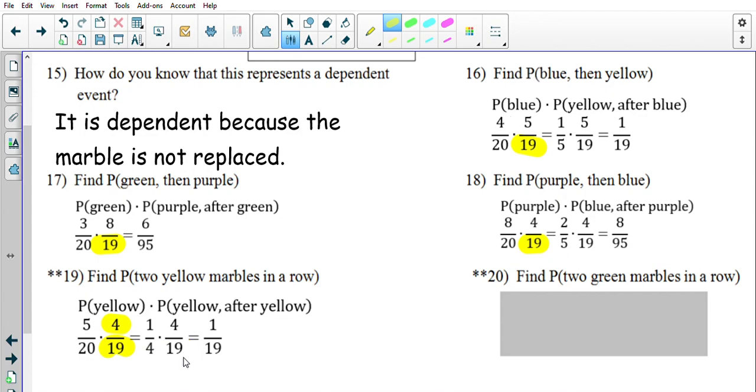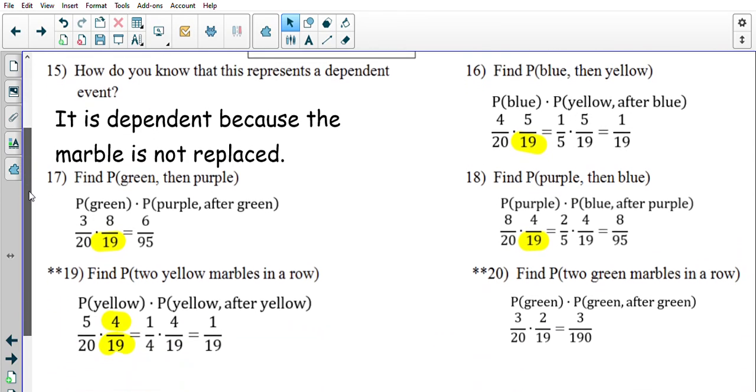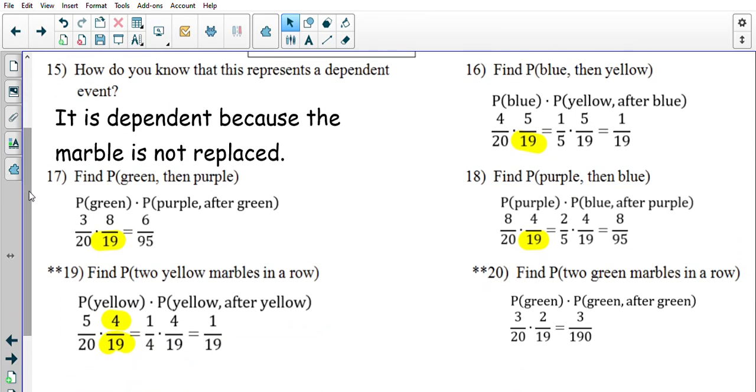That won't always happen. What about the probability of selecting 2 green marbles in a row? Well, the first green is 3/20ths, but then we only have 2 green marbles left out of the marbles that are in the container. We only have 19 marbles. So again, we decrease both the numerator and denominator. I took a green out, I didn't replace it. There's only 2 and only 19 left. When we multiply straight across here, we're going to get 3/190ths. And again, notice how we decreased both the numerator and the denominator when we chose two of the same color in a row.